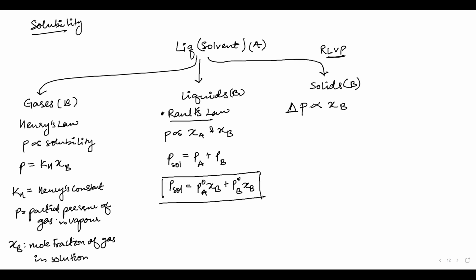Question number 2. Calculate the number of moles of methanol in 5 liters of its 2 molal solution if the density of solution is 0.981 kg. Okay. If everyone has written this, can I take a new slide? Yes, sir. Okay.